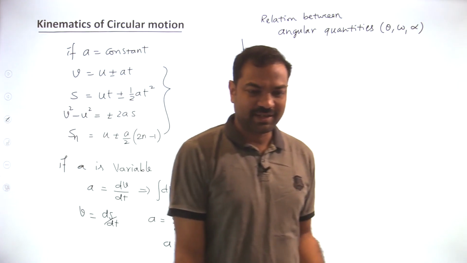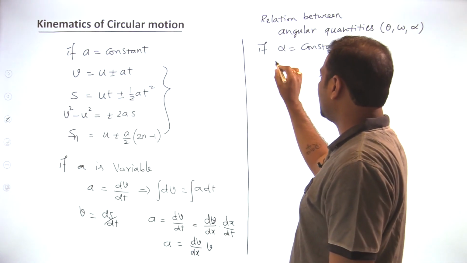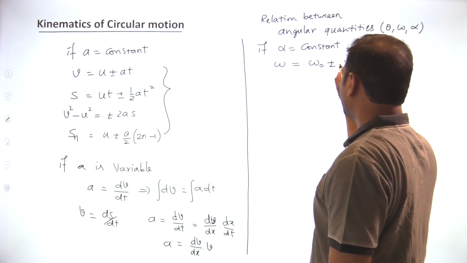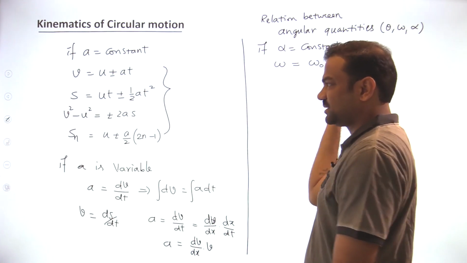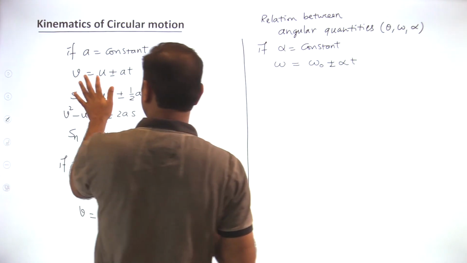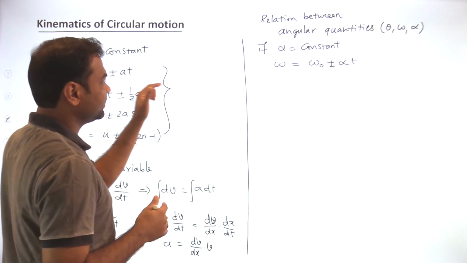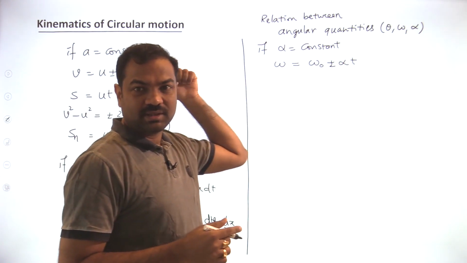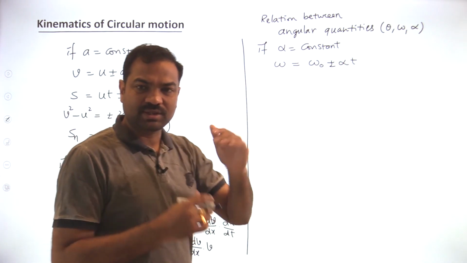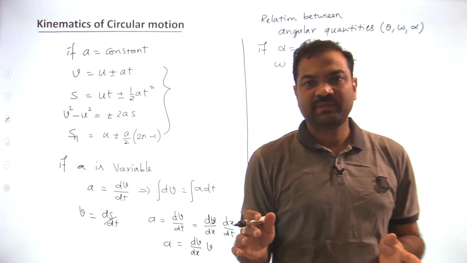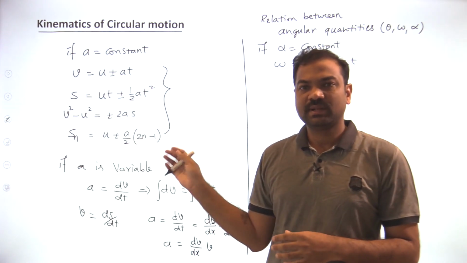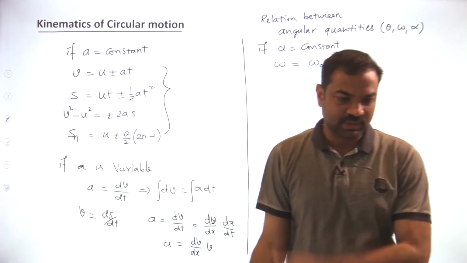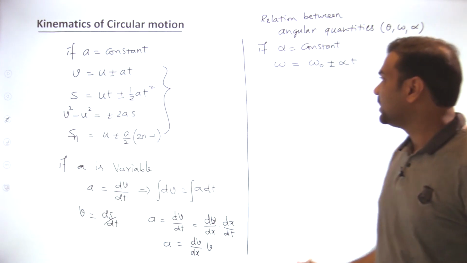Can anyone try for relations? See, if alpha is constant, angular velocity after some time t is equal to the initial angular velocity plus or minus alpha t, same as it is, no doubt. Here final velocity is equal to initial velocity plus or minus acceleration into time. But those were linear quantities, these are angular quantities. Just replace linear displacement with angular displacement, linear velocity with angular velocity, linear acceleration with angular acceleration. That's it. You will get the kinematic equations in rotation.